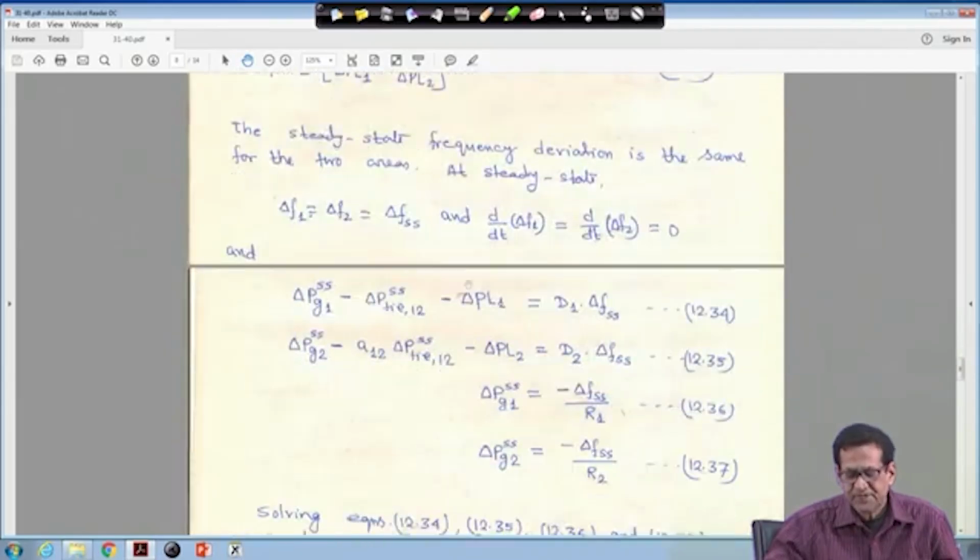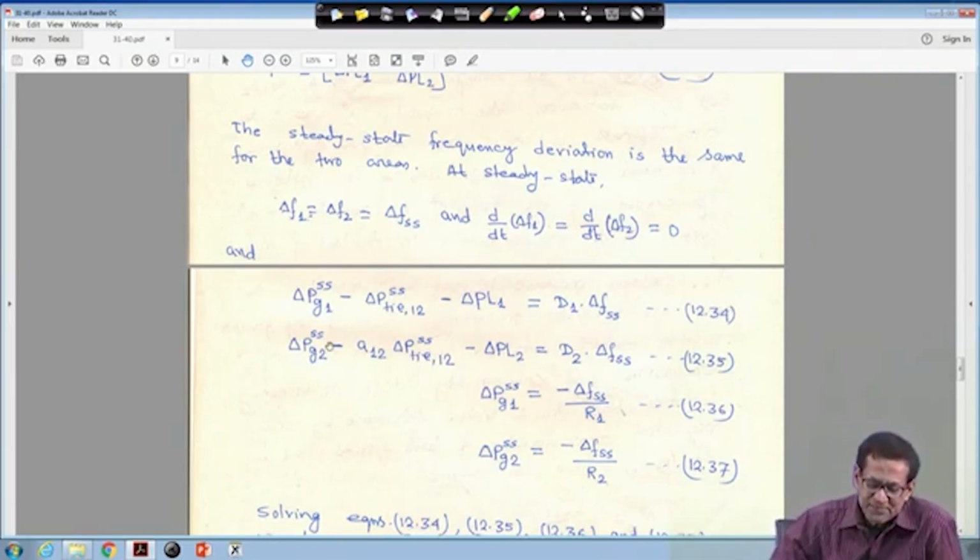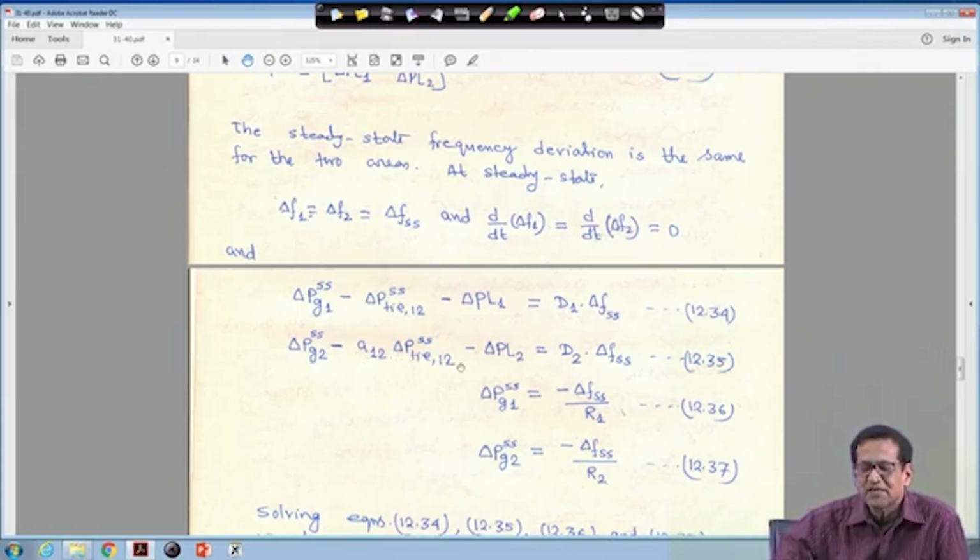Then this equation we can write as delta Pg1 steady state minus delta Pti12 steady state minus delta PL1 is equal to d1 into delta Fss. The delta Pti12 steady state from the right hand side has been brought to the left hand side. So this is equation 34. Similarly, for area 2 it will be delta Pg2 steady state minus A12 delta Pti12 steady state minus delta PL2 is equal to d2 into delta Fss, because delta Pti21 is equal to A12 delta Pti12.